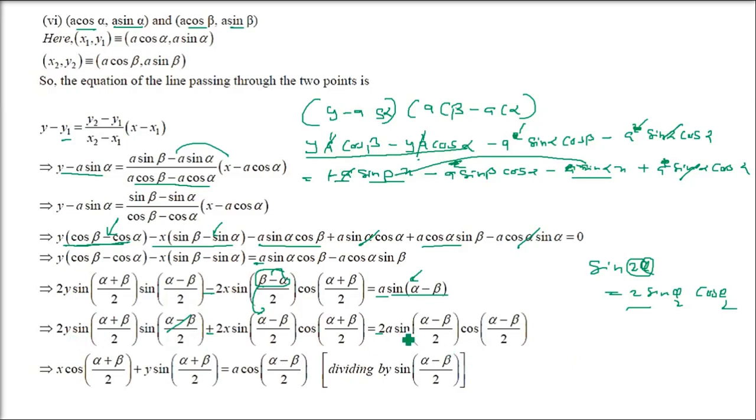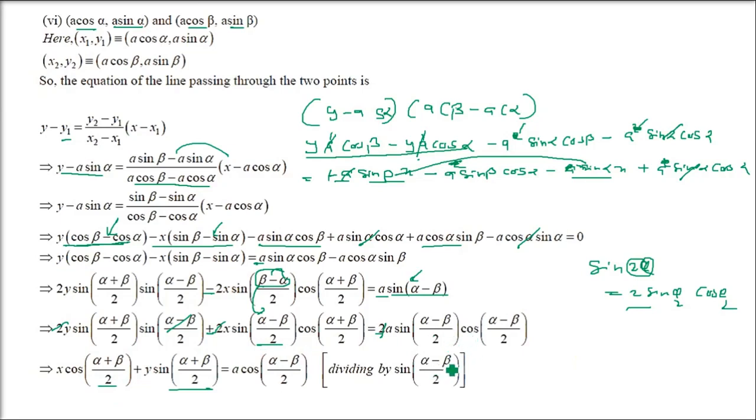The 2 will also get cancelled, since 2 is common to all of these. So you have x cos((alpha plus beta)/2). And with y, only sin((alpha plus beta)/2) will remain because we have cancelled sin((alpha minus beta)/2). Here, as I said, only cos((alpha plus beta)/2) will remain.